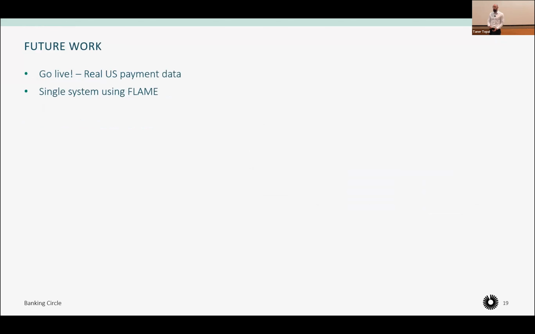Future work, go live is the obvious one. As soon as we get US payments, I'll come back and hopefully tell you how awesome it is and how well it works. And assuming that goes well, the other thing we're looking at is a single system using Flame. So at the moment, we have a federated setup for training our US model and a different system for our traditional machine learning. And what we want to do is use Flame and Flower for all our machine learning models. So that means using Flame to do traditional machine learning as well. So our idea is we can launch jobs, whether it's to both our clients or one single client, and train all our machine learning models that way. So we have one kind of unified way of doing things. So that's something we're exploring.